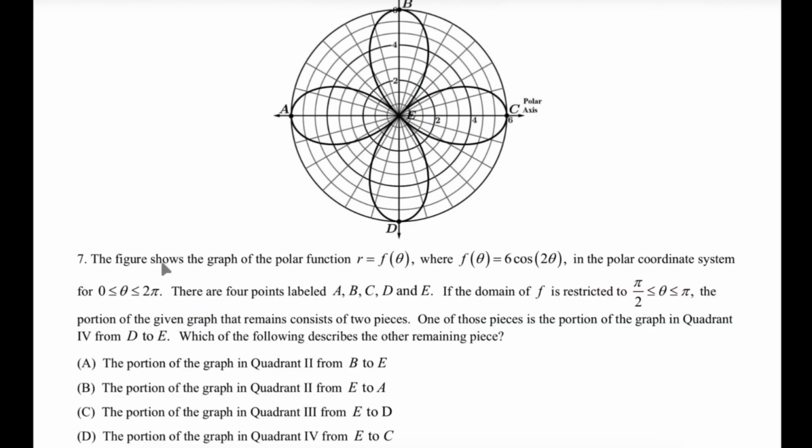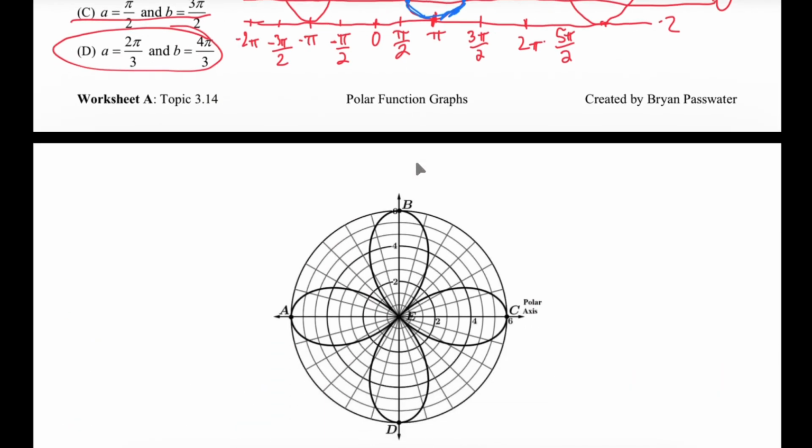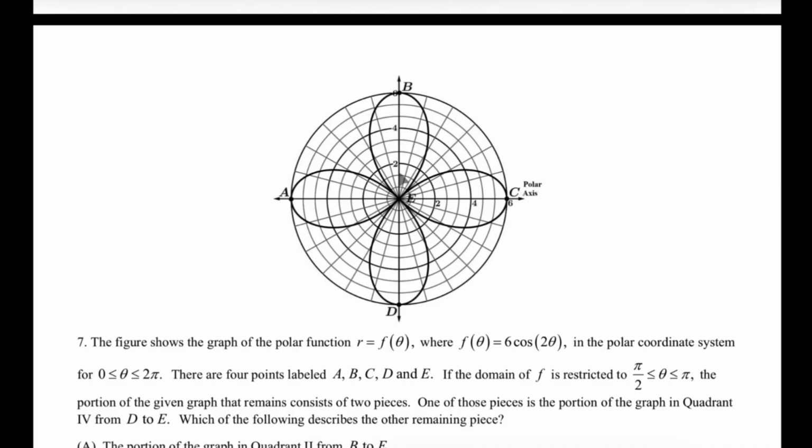Number 7, we have a new kind of question here. The figure shows the graph of the polar function, where the equation here is in the polar coordinate system for theta greater than or equal to 0 but less than or equal to 2 pi. There are 4 points labeled A, B, C, and D, and E. E is in the middle. If the domain of f is restricted to this here, the portion of the given graph that remains consists of 2 pieces. So it's kind of the opposite of the last kinds of questions. We were given the parts of the graph. This one, we're given the entire graph, but we want to figure out where parts of the graph will be.